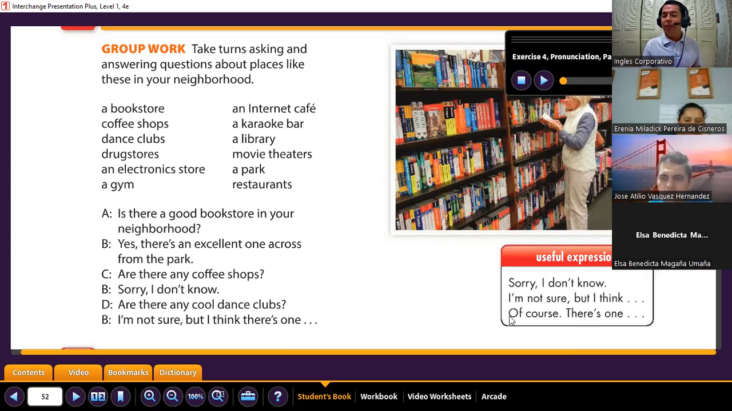And, okay, good, sorry. Here we have some expressions that we can use. Sorry, I don't know. I'm not sure, but I think there is one across from the pharmacy? Oh, yes, of course. There is one on Maple Street. There is one on Main Street. Something like that, yes. So we're going to use one of these expressions or whichever you want, but the thing is to describe the place. Okay? Ready? One, two, three, action.